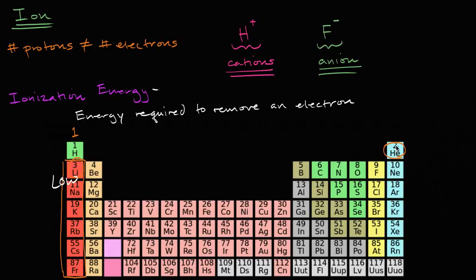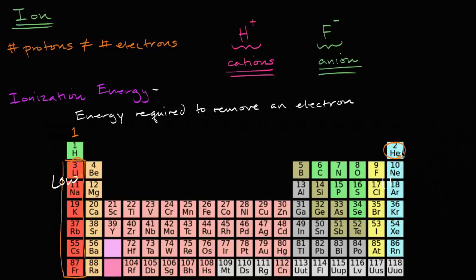Helium has 2, which is full for the first shell. And so it's very hard to remove an electron from here. And so it has a very high ionization energy. Low energy, easy to remove electrons, or especially the first electron. And then here you have a high ionization energy.